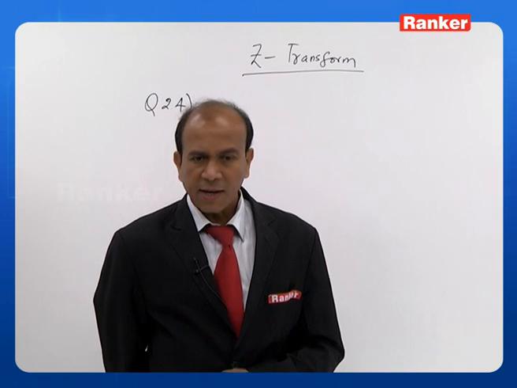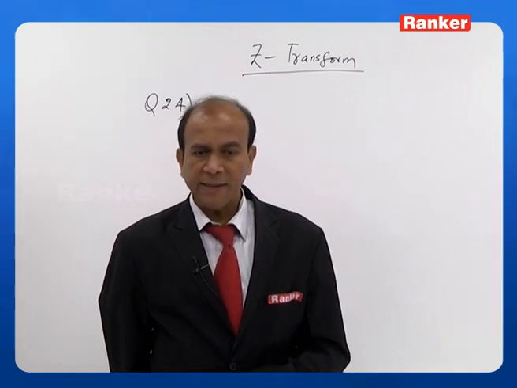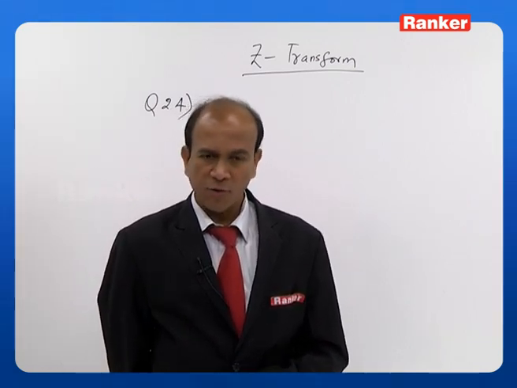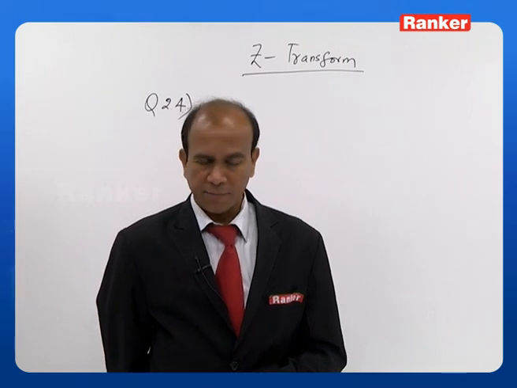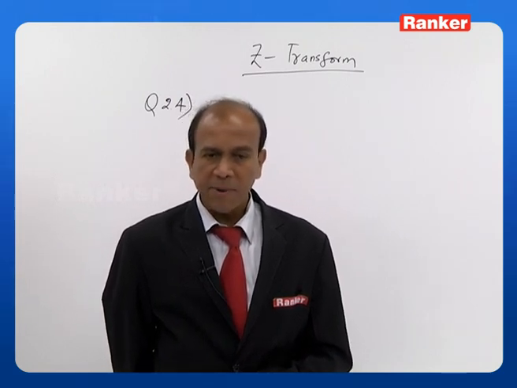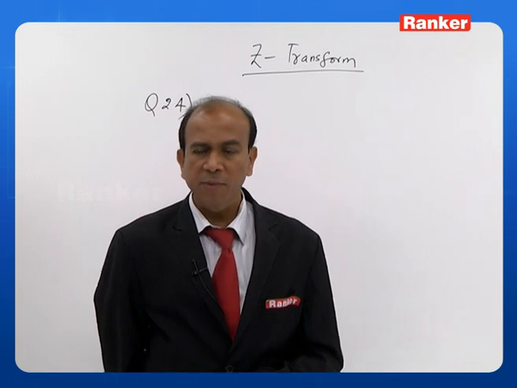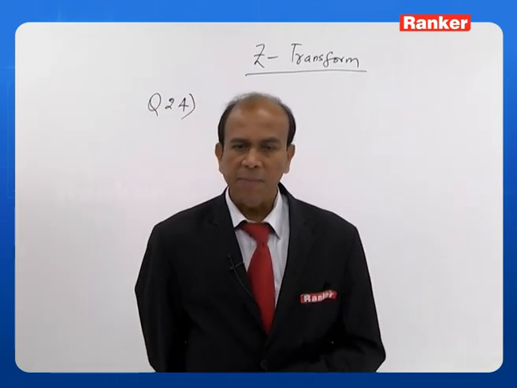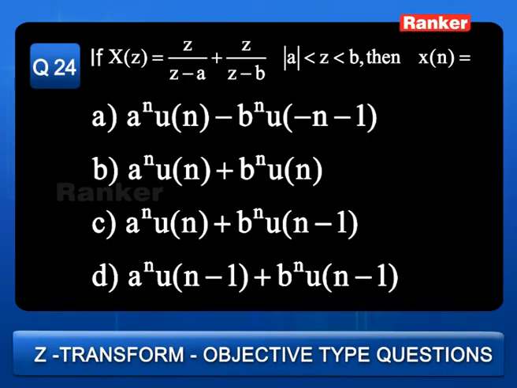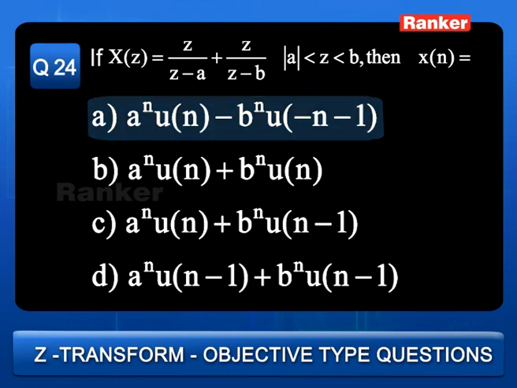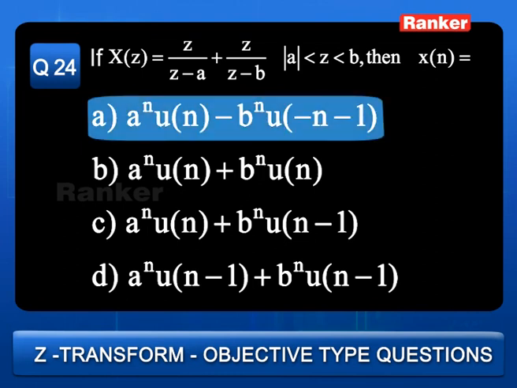You see here z/(z minus a) gives a^n u(n) because z is lying between a and b. Second is b^n u(minus n minus 1) because z is less than b. So, it will be answer A, that is a^n u(n) minus b^n u(minus n minus 1). So, the answer for the 24th question is A.